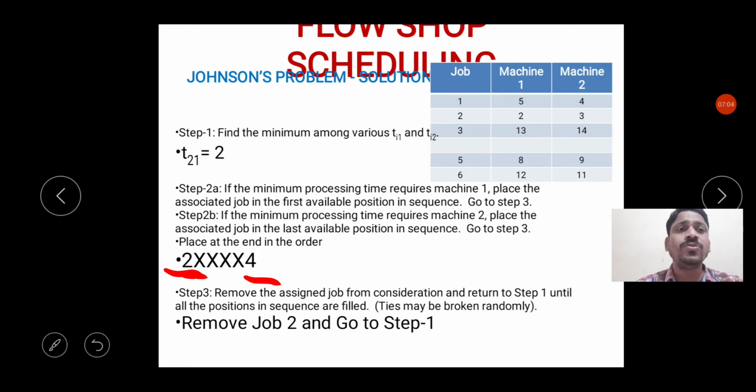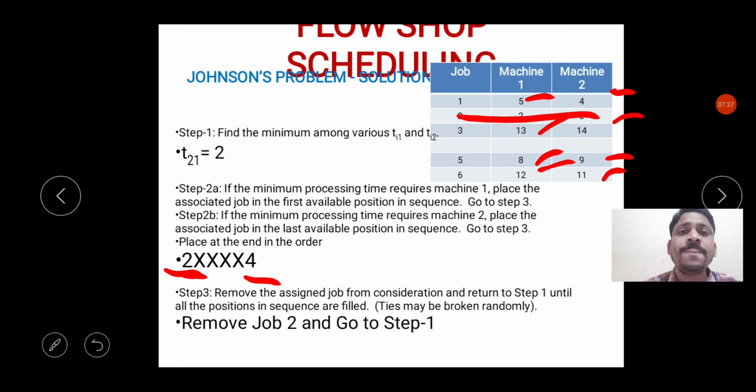So again what we will do now, we will eliminate this job 2 because it is placed. So again we have to check what is the minimum processing time. The available processing times are 5, 4, 13, 14, 8, 9, 12 and 11. So what is the minimum one? The minimum one is 4, as you can see here. So it is on machine 1 or machine 2? It is on machine 2. So the concerned job, that is job 1.